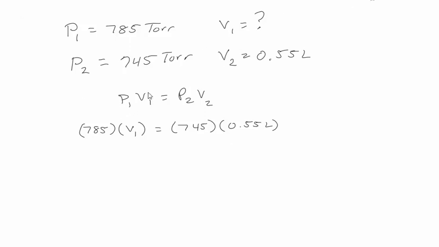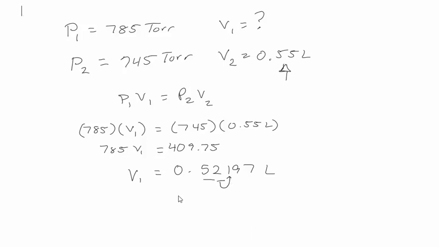So if I go through this arithmetic stepwise for you, I have 745 times 0.55, I get 409.75. Then I need to divide both sides by 785 in order to get my variable by itself, and I get 0.52197, etc., and that's going to be liters. Now I only have two significant digits here. I can only report two significant digits here. I look next door, that's a 1, it's too small to round. So 0.52 liters is what I would report.